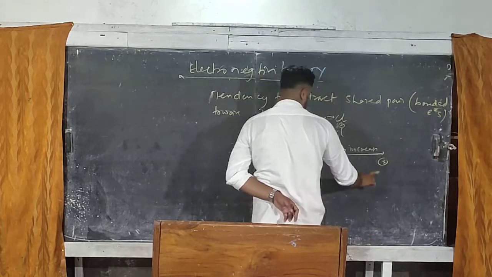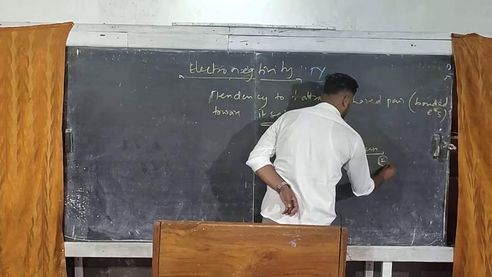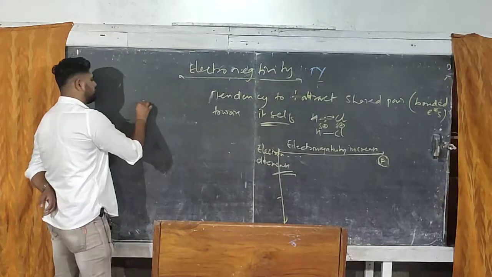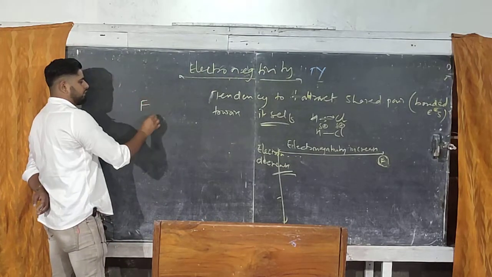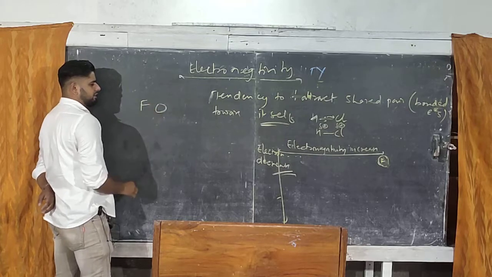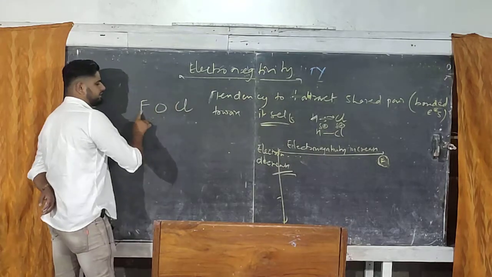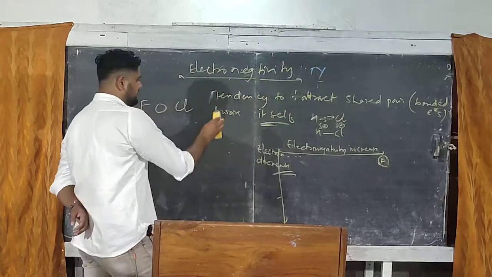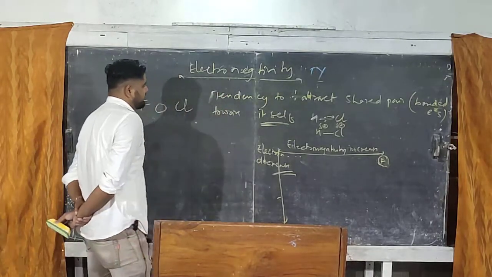Which element is the most electronegative element? Fluorine. After that, not chlorine, after that oxygen, then only chlorine, because of size. Okay, got it? This is electronegativity.